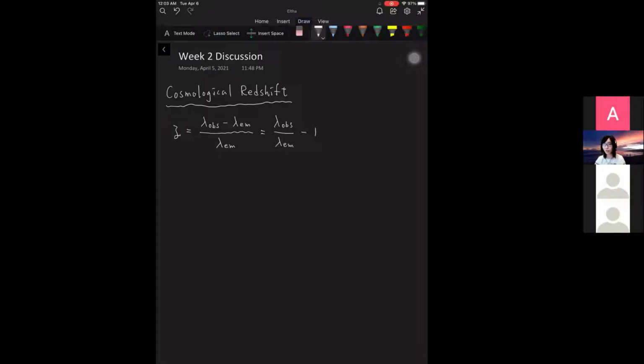From this definition, you can see that the observed wavelength is different from the emitted wavelength, right? And why is that? Because from Doppler shift, we know that if the universe is expanding, then the objects are basically all moving away from us, right? So that would cause a difference between the observed wavelength and the intrinsic wavelength, which is the emitted wavelength.